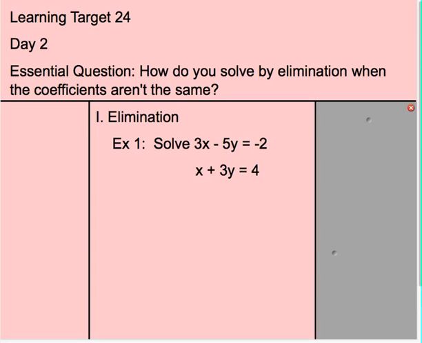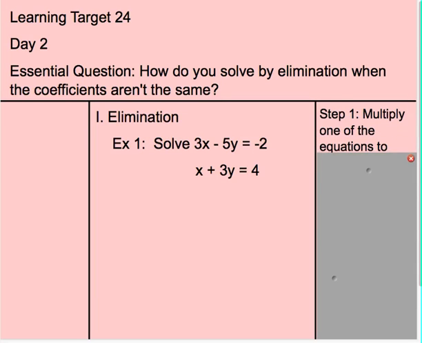So in today's lesson, we are going to learn how to solve by elimination when the coefficients aren't the same. So if we look at our first example here, we have 3x, so the coefficient is 3, and in the second equation we have 1x, a coefficient of 1. Looking at our y's, our first y has a coefficient of -5, and our second y has a coefficient of 3. So we can't add these equations together to get one of the variables to eliminate, and we can't multiply by -1 either because none of the coefficients match up.